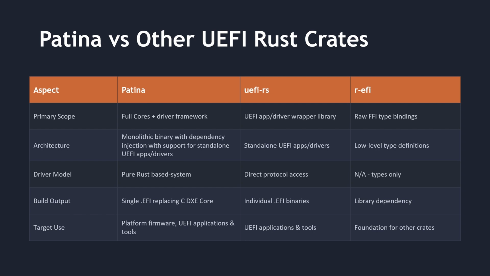UEFI-RS is focused on those standalone UEFI apps and drivers. This is where you might write a UEFI application in Rust, or maybe a few one-off DXE drivers in Rust. And you want them to have a nice clean Rust interface and be abstracted from the underlying core. So they could work with a Patina Rust-based DXE core underneath or a C-based TianoCore DXE core. R-EFI, again, is largely focused on those low-level type definitions. So there's not much there architecturally other than trying to keep things simple and as broadly applicable as possible.